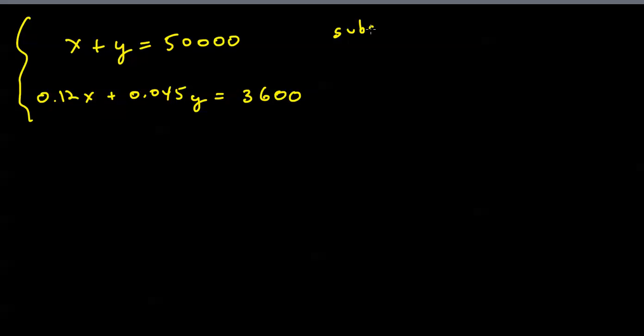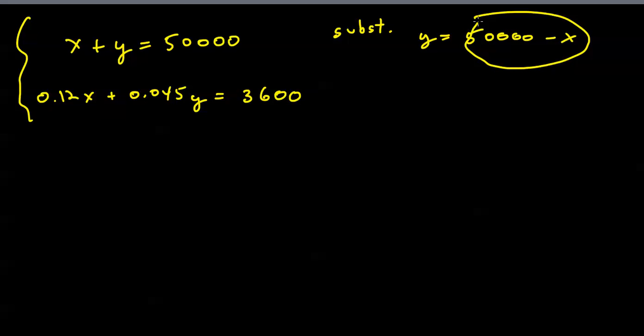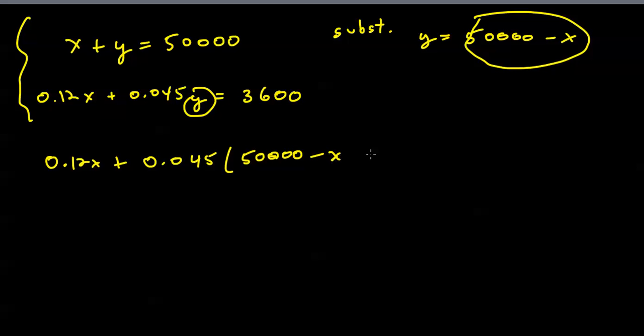I'm going to use the substitution method. Our author uses the substitution method, and what the author does is takes this top equation and solves for y. So y equals 50,000 minus x, and then I'm going to substitute that expression for y into the second equation and hopefully solve for x without too much trouble. So 0.12x plus 0.045 times 50,000 minus x has got to equal 3,600.